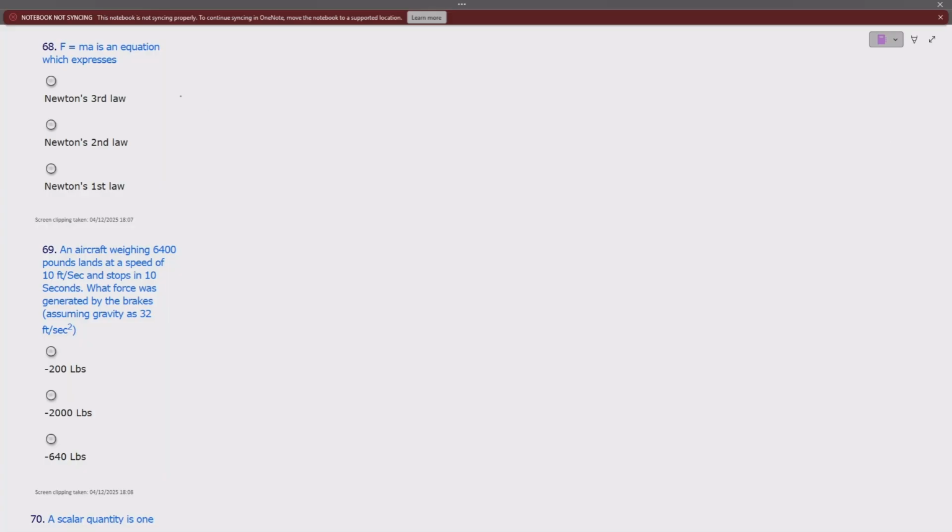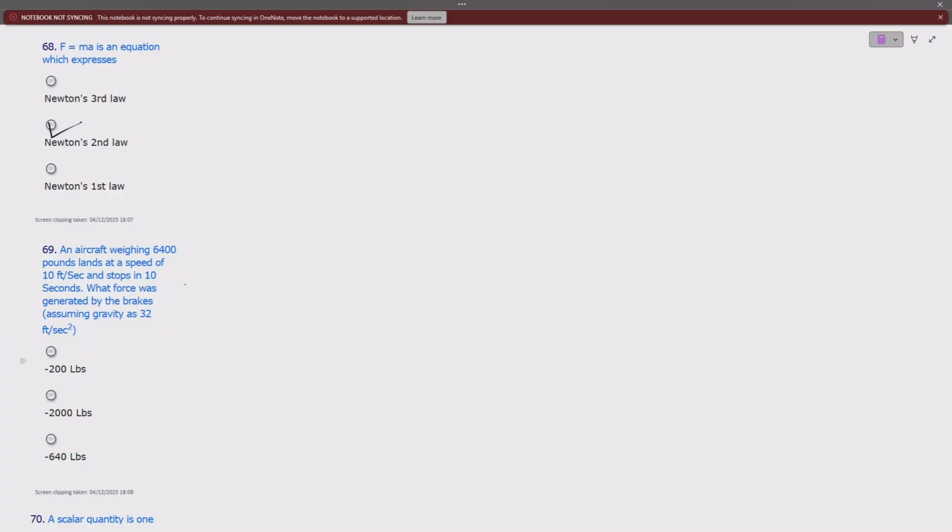Alright, let's continue to question 68. Force equals mass times acceleration. It's an equation which expresses Newton's second law. Question number 69. An aircraft weighing 6,400 pounds lands at a speed of 10 feet per second and stops in 10 seconds. What force was generated by the brakes, assuming gravity as 32 feet per second squared?